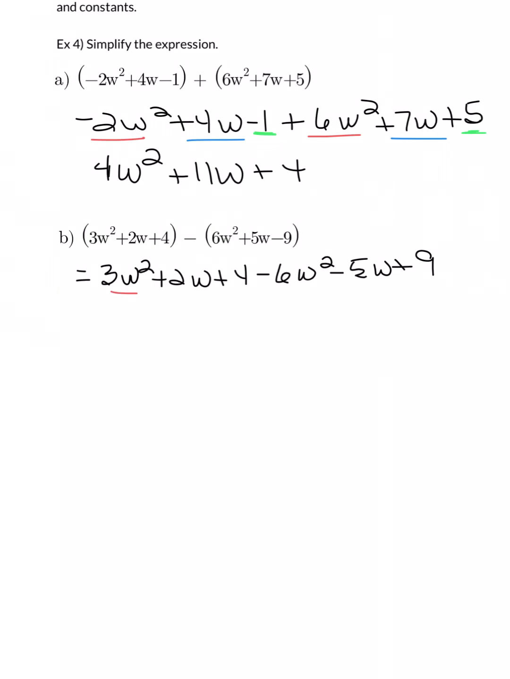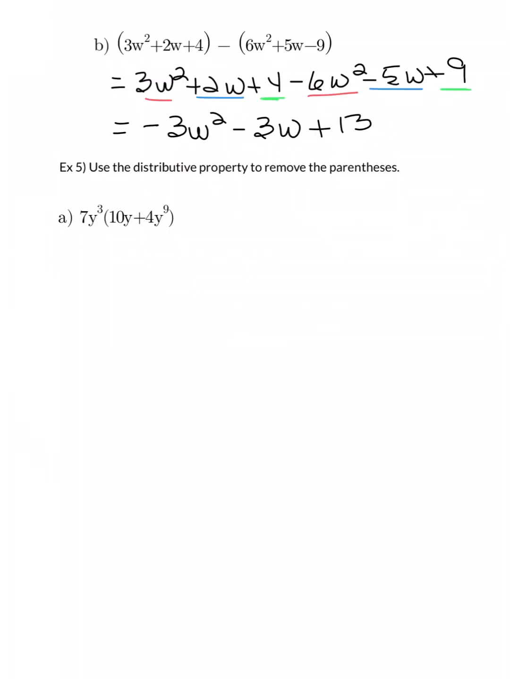Now we're going to find our like terms and put them together. 3w squared and negative 6w squared gives me negative 3w squared. Positive 2w and negative 5w gives me negative 3w. Positive 4 and positive 9 gives me positive 13.